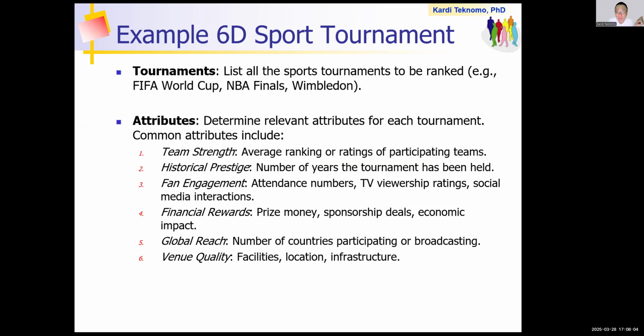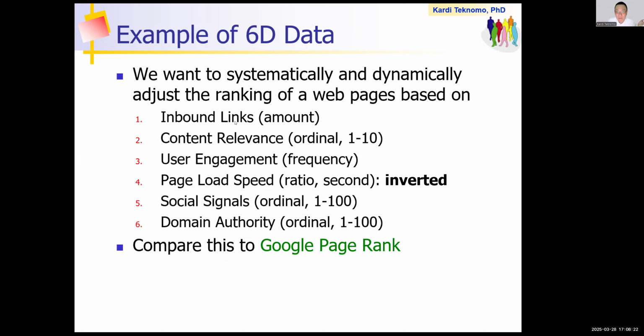These are examples of 6 dimensions. If you have a sport tournament, you can have these 6 attributes as your dimensions. Similarly, if you are using other data, these are the names of 6-dimension data for web ranking, web pages. Some of these are actually inverted, so you need to identify which variable is inverted and which one is just a normal variable, like gain. Inverted is like cost.